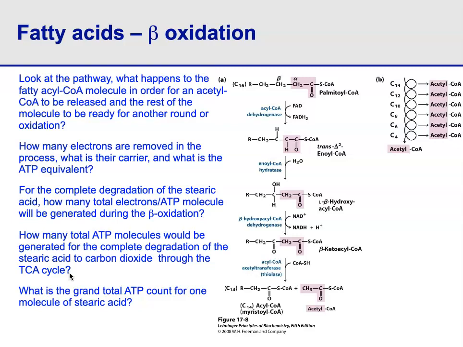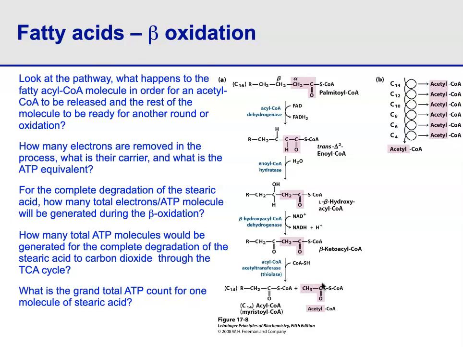Alright, to answer this question we need to figure out how many acetyl-CoAs stearic acid would generate through the beta oxidation pathway. 8 cycles, the last cycle generates 2, so we have 18 carbons divided by 2, 9 acetyl-CoAs. Alright, so we will have 9 acetyl-CoAs. The question would be, how many ATP molecules are generated per each TCA cycle.